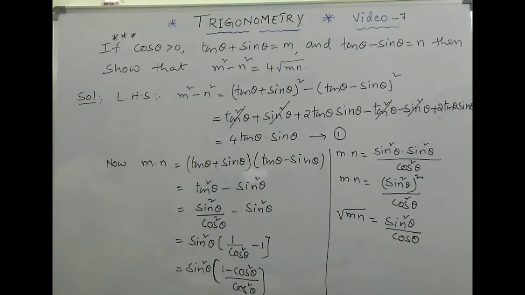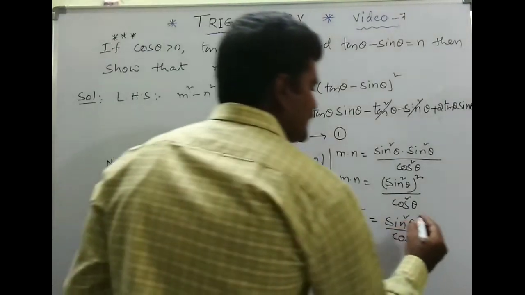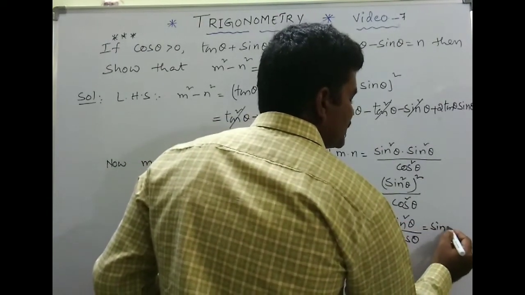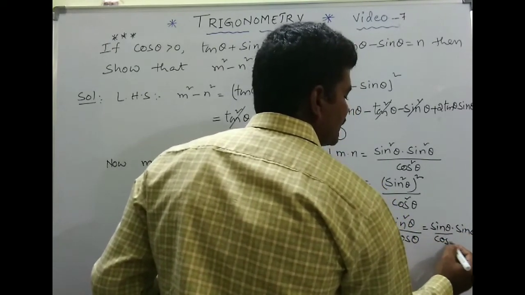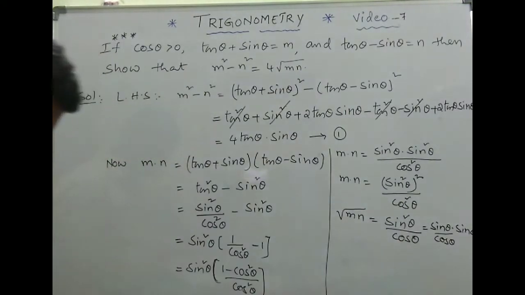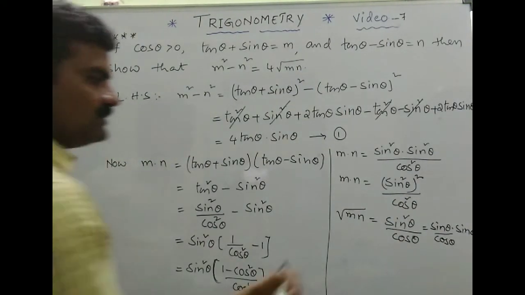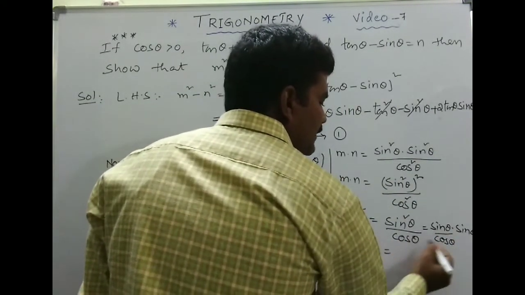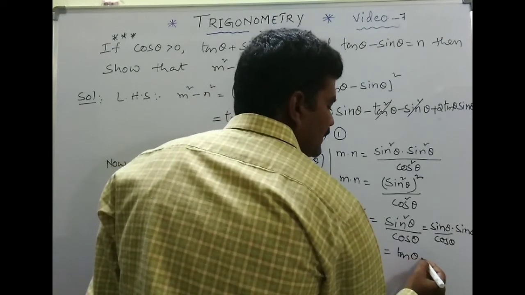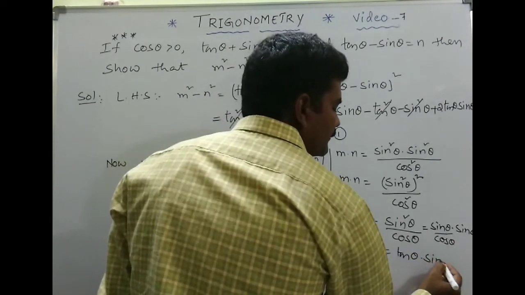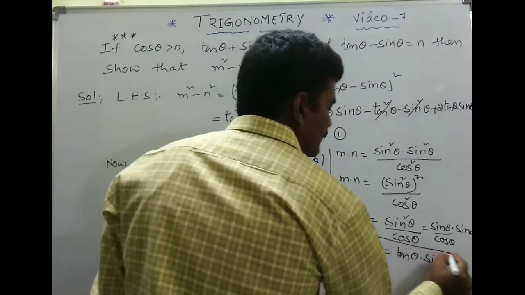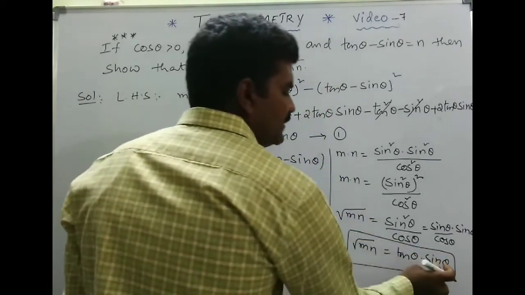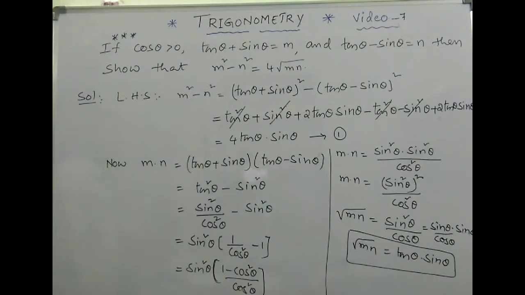Sin square theta by cos theta. And once again, let me write this as sin theta into sin theta by cos theta. Can I write like this? Sin square as sin into sin. So now this is nothing but sin by cos, tan theta, into sin theta, which is equal to root mn. I mean tan into sin is nothing but root mn.